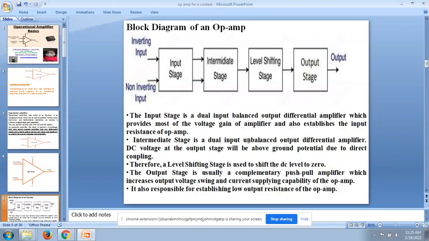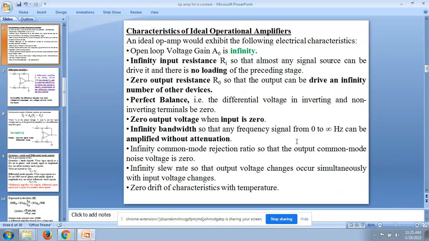Intermediate stage is a dual input and balanced output differential amplifier. DC voltage at the output stage will be above ground potential due to the direct coupling. Therefore, the level shifting stage is used to shift the DC level to zero. The output stage is usually a complementary push-pull amplifier which increases the output voltage swing and current supplying capacity of an op-amp. It is also responsible for establishing low output resistance of the op-amp.